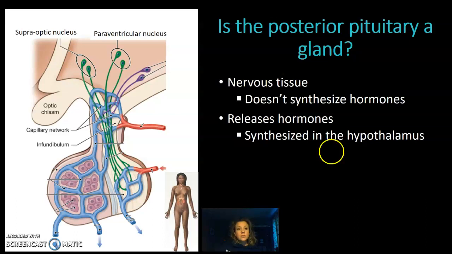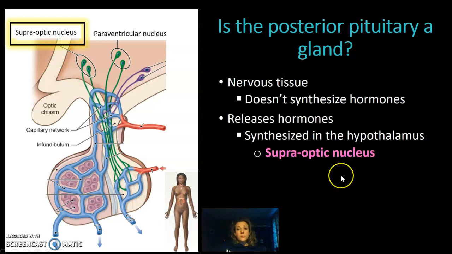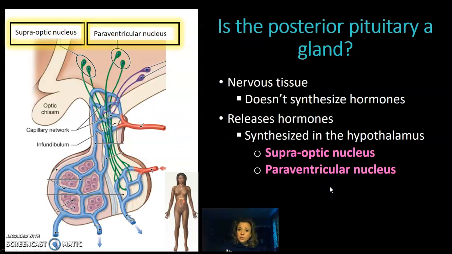So if you take a look at our diagram, there are two areas in the hypothalamus that are synthesizing the hormones that the posterior pituitary gland releases. The first area is called the supraoptic nucleus, which is a group of neurons that is above the optic chiasm. This nucleus is producing a hormone called ADH, antidiuretic hormone. The paraventricular nucleus is synthesizing oxytocin, which is the hormone that stimulates contraction of the uterus during childbirth.